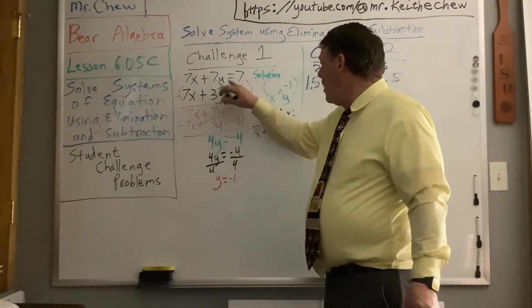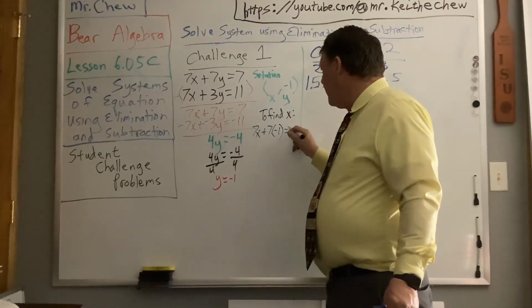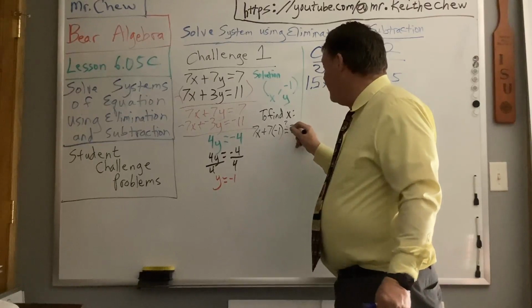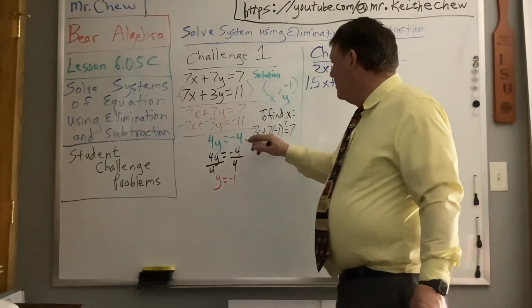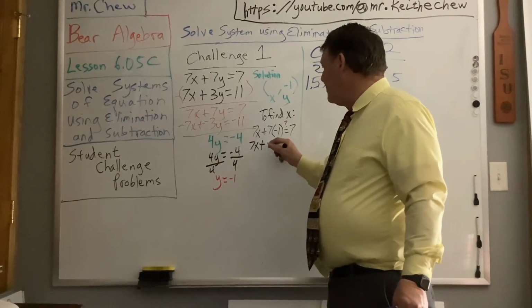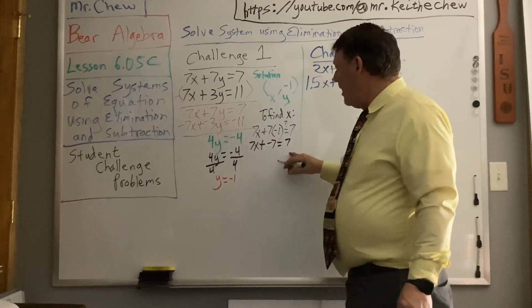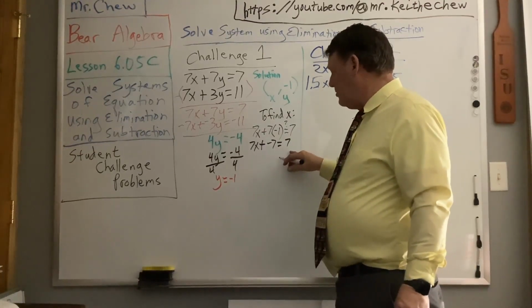And instead of a y, I'm going to put negative 1. And I'm going to put an equal sign with a question mark. I don't know if that's true or not. So 7 times x is 7x. 7 times negative 1 is negative 7. And that equals 7. Now I have a two-step equation.